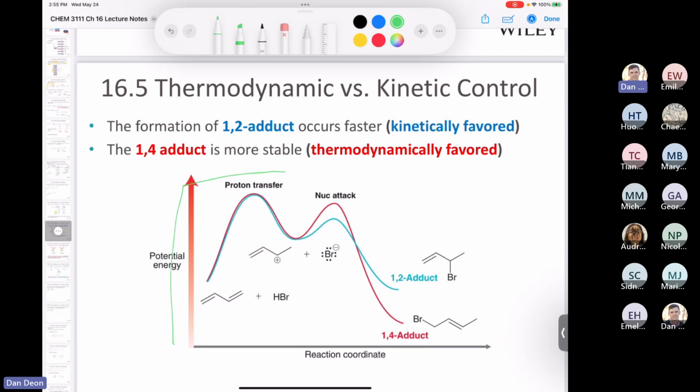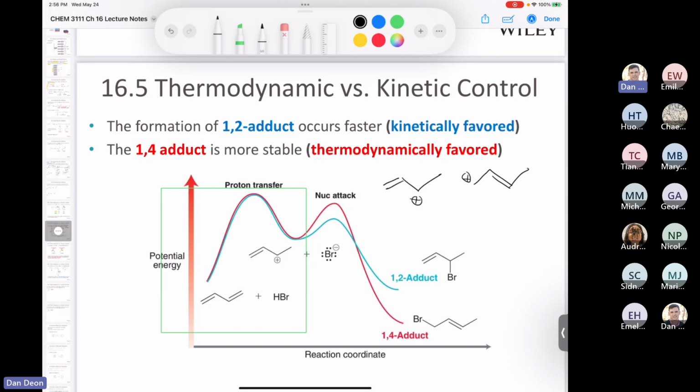Now the first step is a proton transfer to make the allylic carbocation. That's this step right here. All we do is we take the starting material and we make the allylic carbocation. It's the identical step for both. According to this diagram, it's the rate determining step too, right? Because it has the highest activation energy. But in the second step, the nucleophilic attack, the nucleophile can either attack the carbocation that's drawn here, or it can attack this one to make the 1,2, or it can attack this one to make the 1,4. So which one is it?